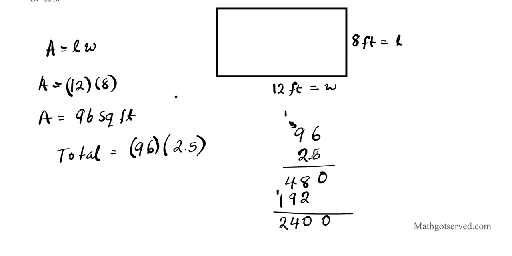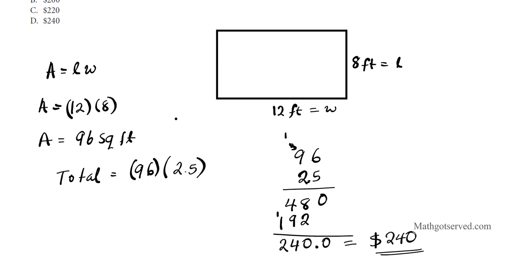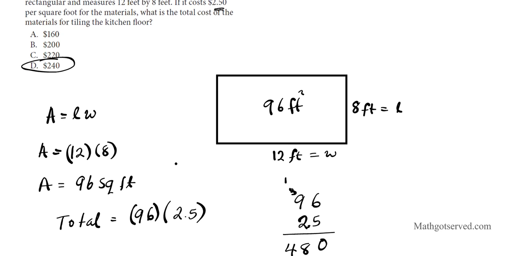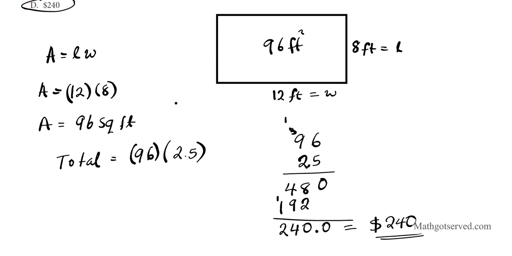Since I have only one digit behind the decimal, I'm just going to have one digit behind the decimal here. So the cost is going to be $240. Bam, there you have it. So our answer is option D. That's the total price to cover this area, which is 96 square feet. So there you have it.